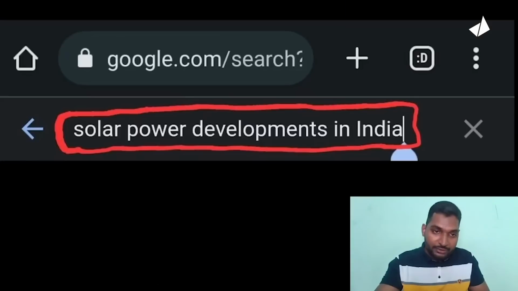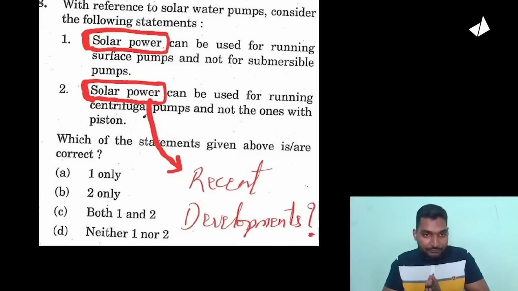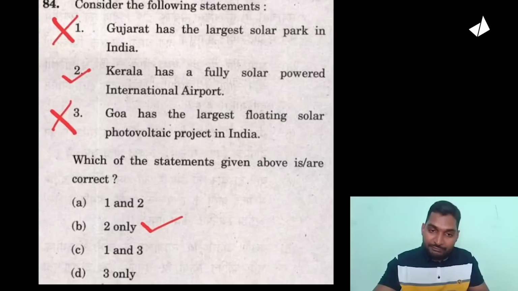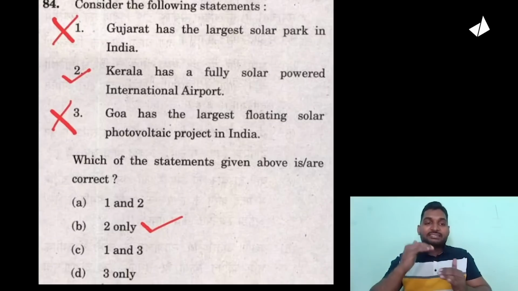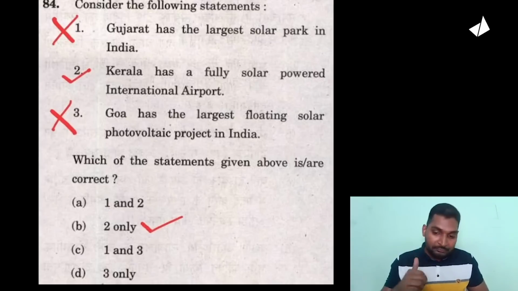So what did we do here? We saw this question from the 2020 prelims paper. We did level 3 analysis in this question. Why did we go for level 3 analysis? Because the term is relatively more general, more generic in nature. We searched for recent developments in solar power in India. We got this result, and we could directly mark, or at least we could come closer to the correct answer in this particular question from 2022.